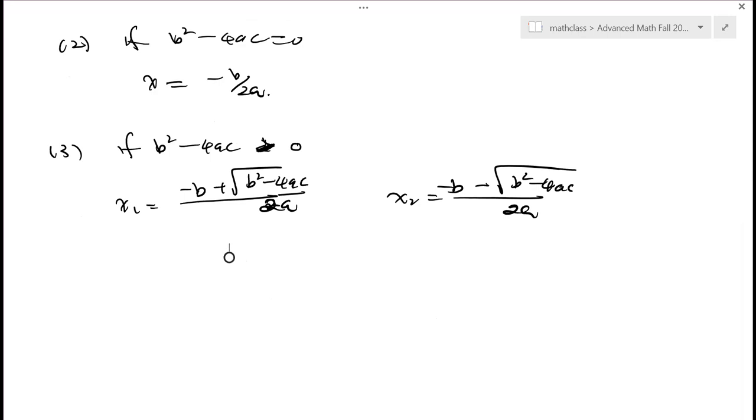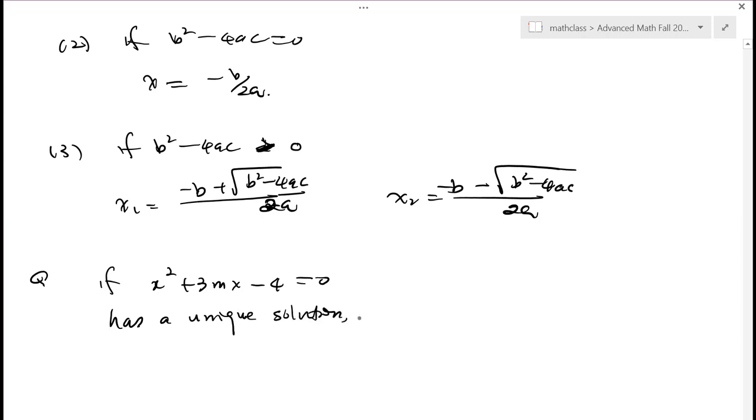Okay. So sometimes you have to quickly check whether there's a solution, and how many solutions you're going to get. Right. Okay, so if I have an equation like that, if x squared plus 3mx minus 4 has a unique solution, okay, what is the value of m?